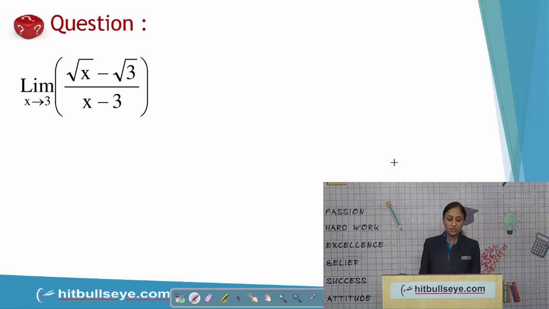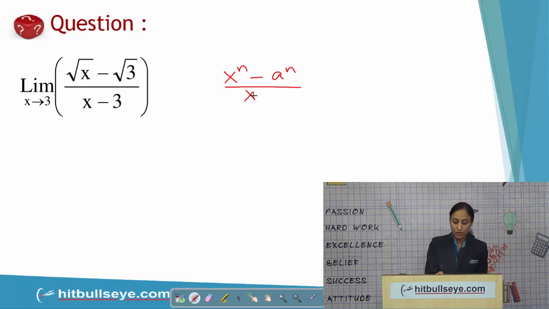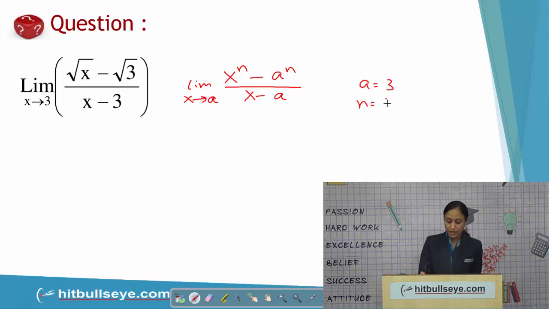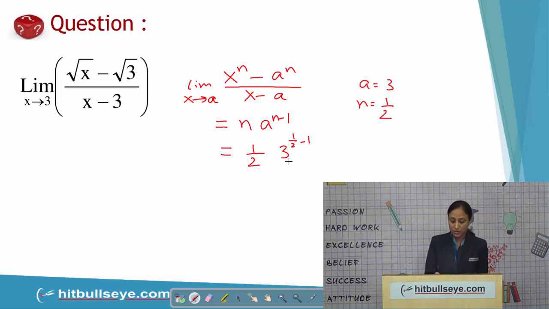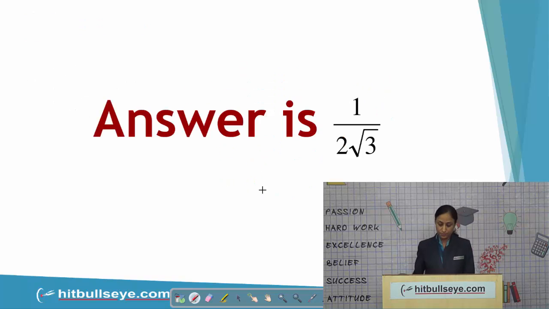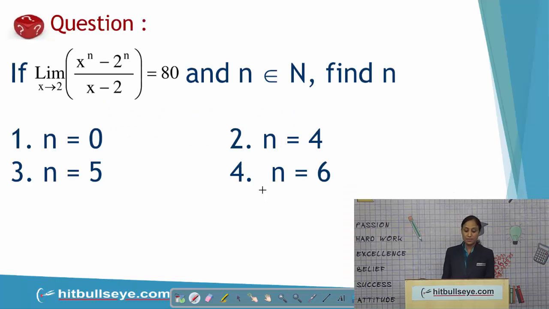Now this is a question based on the limit that I was just talking about. So here it is of the type (x^n minus a^n) upon (x minus a), limit x approaches a, where you can see that a is 3 and n is 1 by 2. And the answer for this limit is equal to n a raised to power n minus 1. So we put the values of n and a here. We get 1 by 2, 3 raised to power 1 by 2 minus 1, which is nothing but 1 upon 2 root 3.